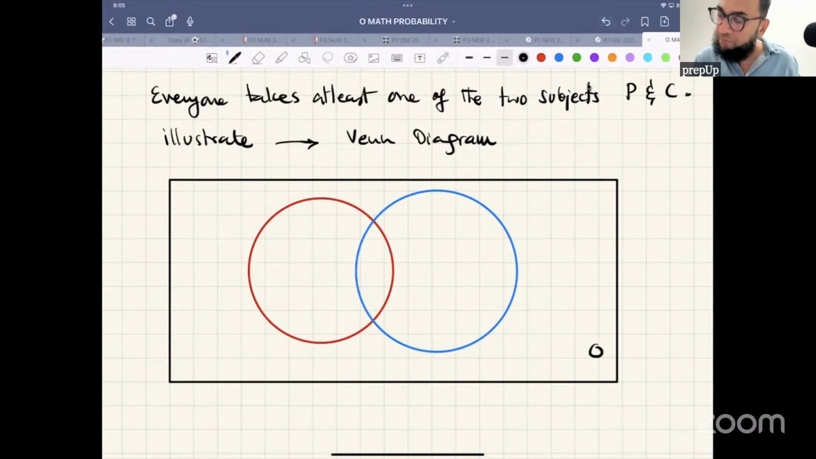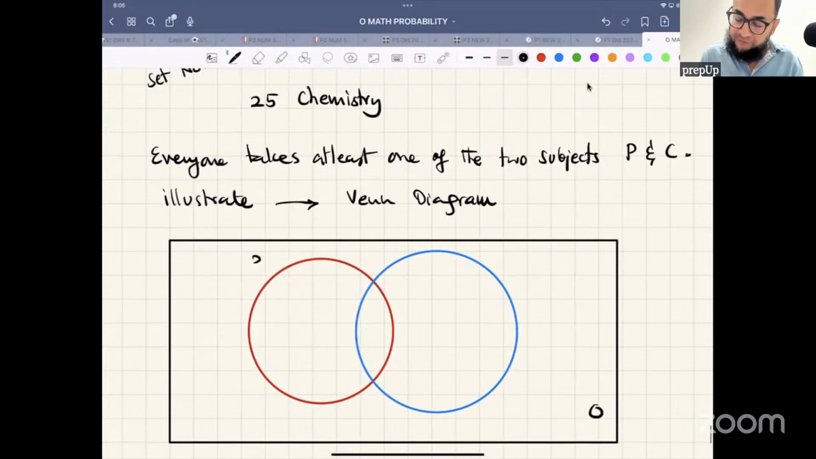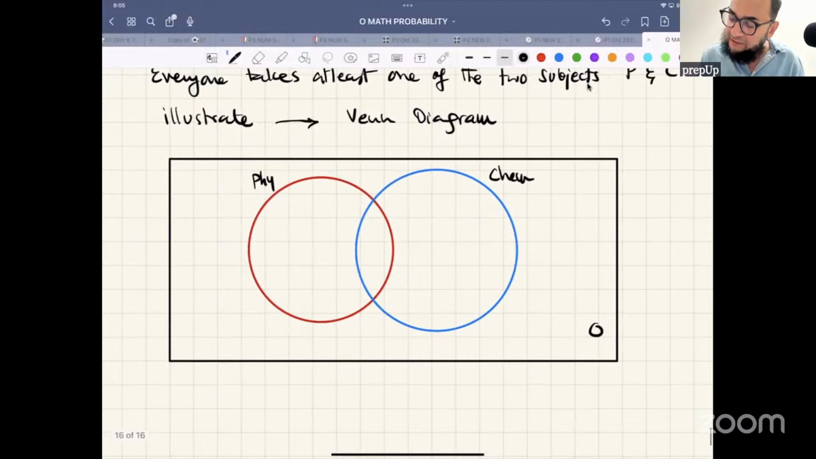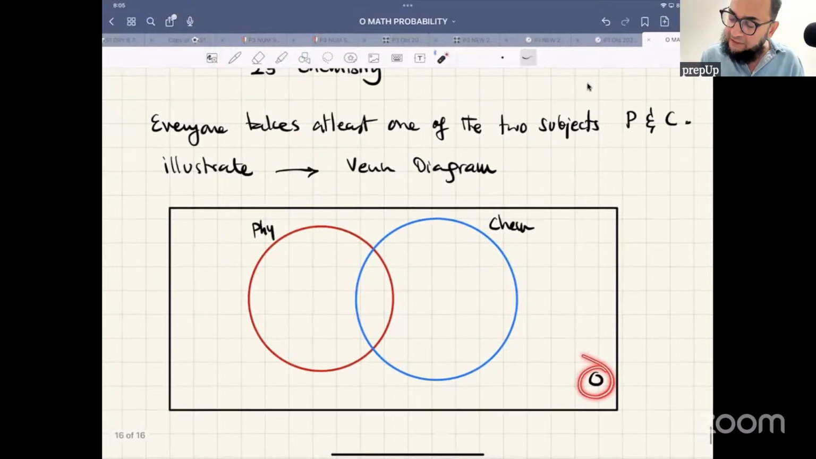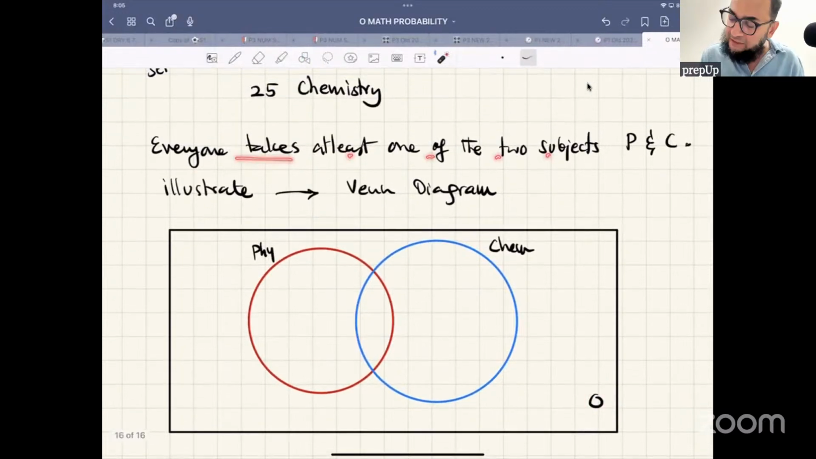What is this? This is for physics. This is for chemistry. This 0 over here means this. Everyone takes at least one of the two subjects. So there is not a single person in the class who is not taking physics, not taking chemistry. Such a person does not exist.